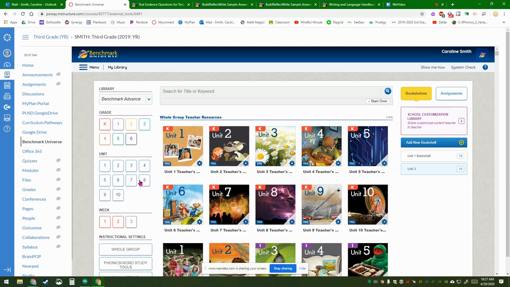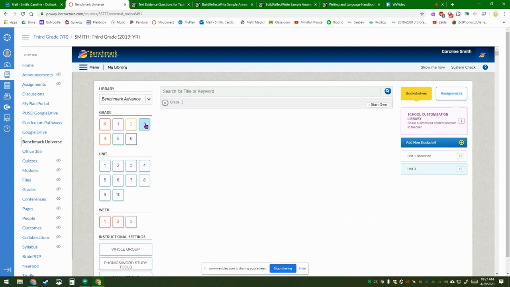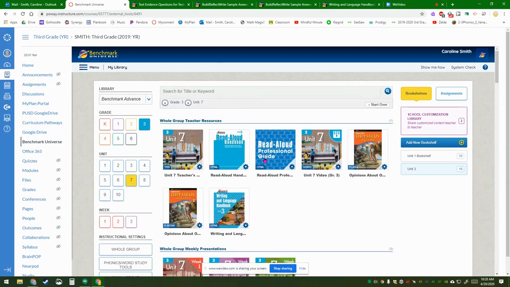excuse me, to use the same questions, so that makes it easier for our RSP aides and anyone helping your kids with the work. Okay, so once you're in Benchmark Universe, it's easier to sort through if you look at the grade and the unit.